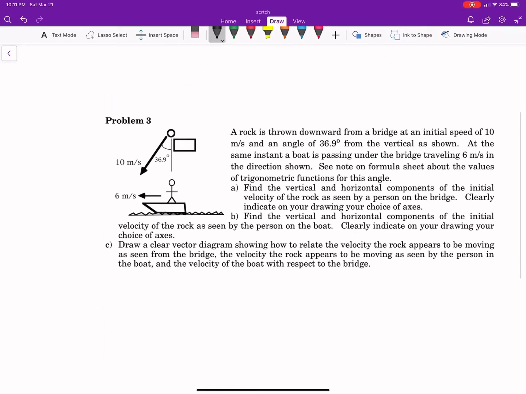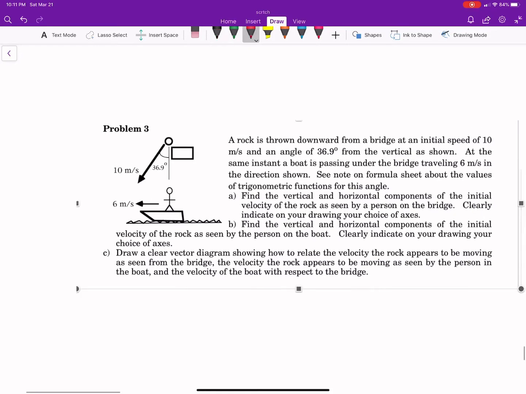Find the vertical and horizontal components of the initial velocity of the rock as seen by the person on the bridge. Clearly indicate your drawing of your choice of axes. So first thing I'm going to do is exactly that. I'll let the ball on top of the bridge be my origin, and I'll let up be positive. I'm going to let to the right be positive. Why? Because this boat is moving to the right, and we're just calling that 6 meters per second. So I'm going to call that positive.